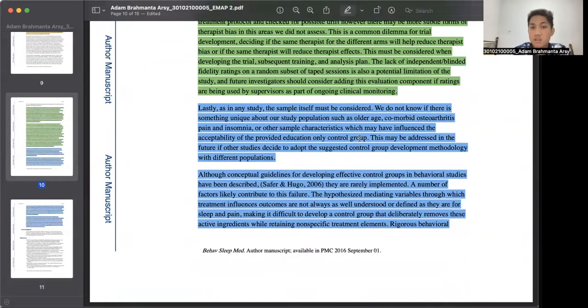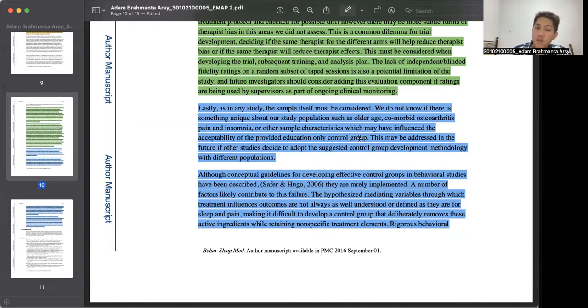Lastly, as in any study, the sample itself must be considered. We don't know if there is something unique about our study population, such as older age, comorbid osteoarthritis, pain, and insomnia, or other sample characteristics which may have influenced the acceptability of the provided education-only control group. This may be addressed in the future.